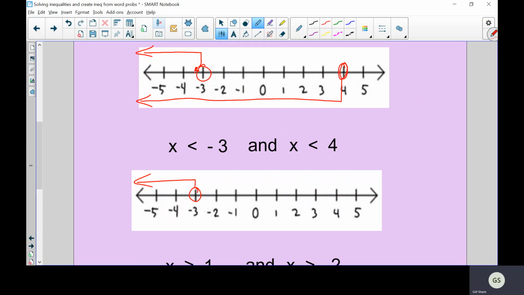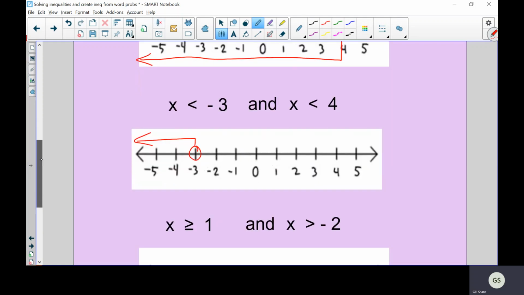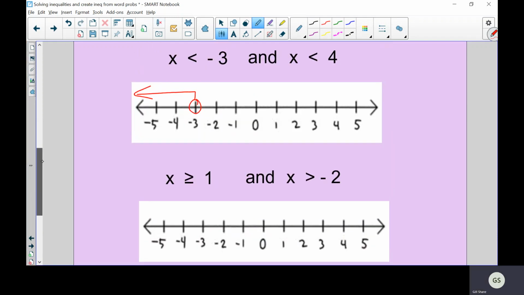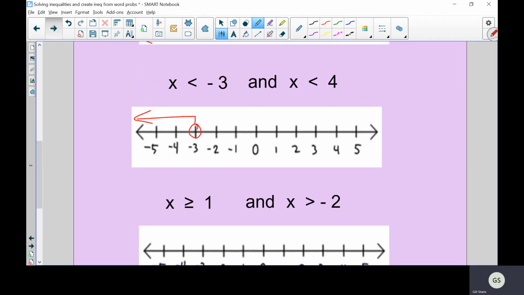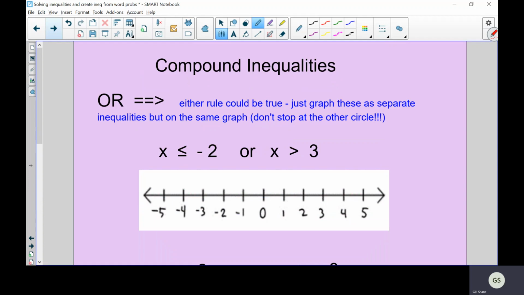For an and, again, this is all for and. We're about to move to or. But the process is the exact same. It's just when you do your final graph, you have to change one little thing. So I'm not even going to do the next one. It's the same process. Yeah, same process. Instead of them both being less than, they were both greater than. So let's move on to or.